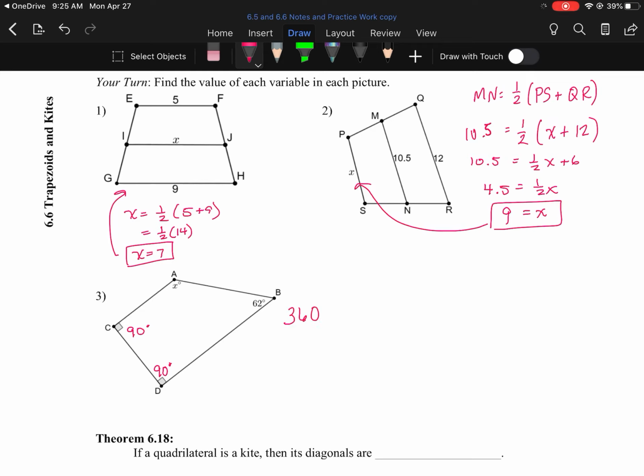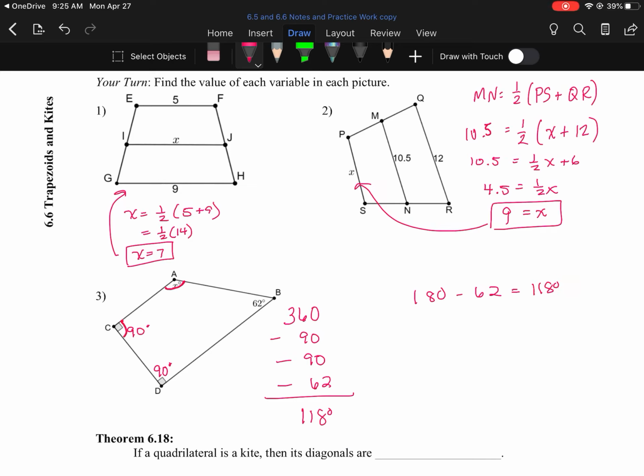Right, so for this one, it's still a quadrilateral, so we know it's all 360. So 360 minus 90 minus 90 minus 62. When we go through and do all of that work, we get 118. Could have also done 180 minus 62, and that also would have given us 118.